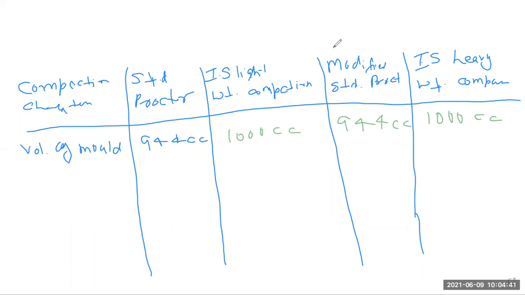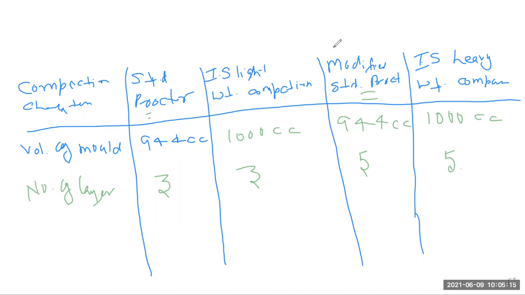Second characteristic is the number of layers. For a standard Proctor test, the number of layers used is 3. Indian standard lightweight is based on standard, so here also the layers are 3. Modified standard has 5 layers. Indian standard heavy compaction is based on modified, so here also the number of layers is 5.